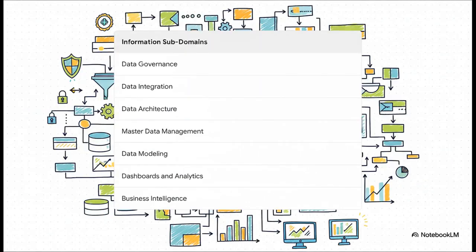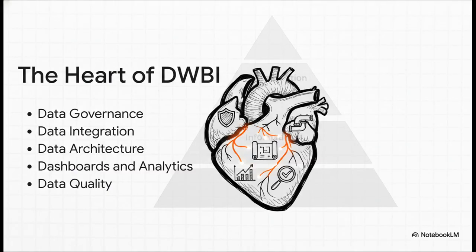And just look at this list. It's like a who's who of DWBI activities. You've got data governance, data integration, architecture, modeling, and of course, dashboards and BI. These are all the components that we work with day in and day out. In fact, if we zoom in a little bit, you can see the absolute core of any DWBI project right here: governance, integration, architecture, analytics, and quality. These 5 pillars are the beating heart. And what makes the pyramid framework so powerful is it shows us that this heart doesn't exist in a vacuum. It exists to serve the business brain up top.